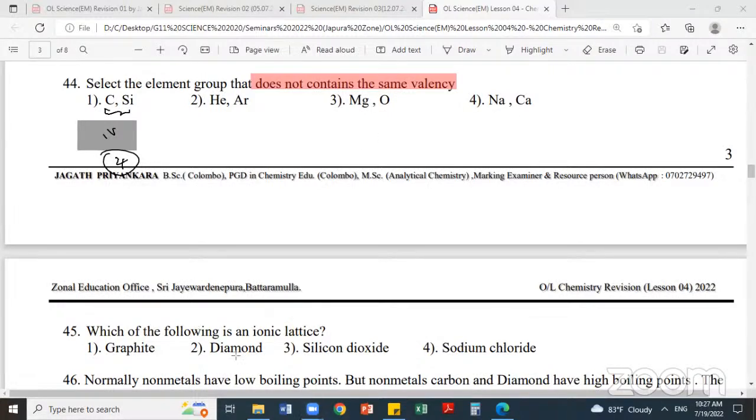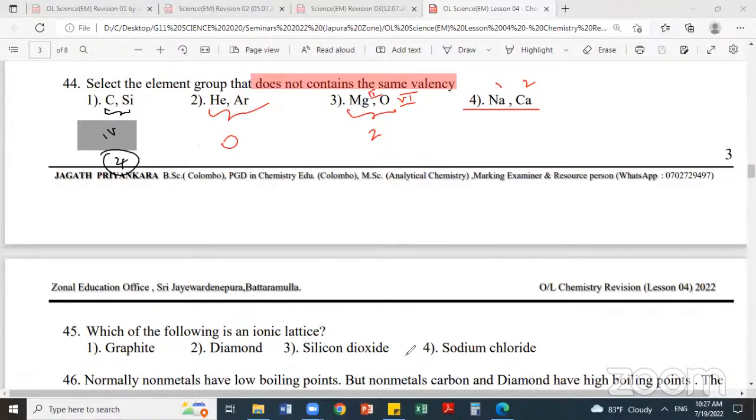How come fourth? Sodium is group 1, valency 1; calcium is group 2, valency 2. So here valency 1, here valency 2. But magnesium and oxygen both have valency 2, because oxygen is group 6 with valency 2 and magnesium is group 2, also valency 2. Helium and argon have valency 0. Both of these have 0. Right. Question number 44, answer is 4.